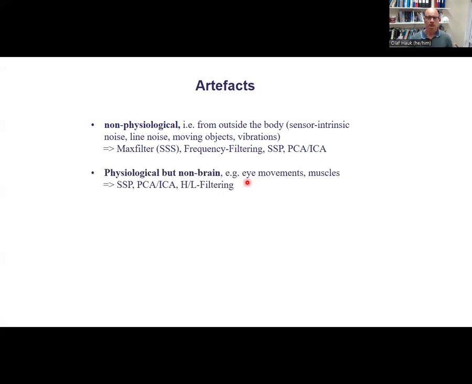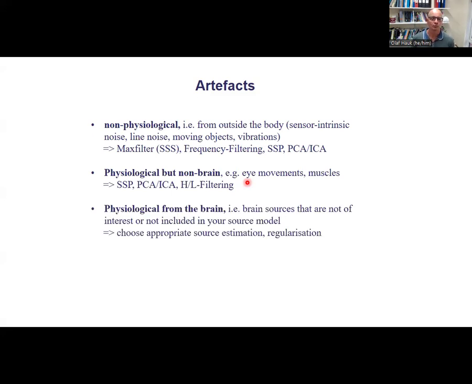Then there are physiological artifacts that are still not from the brain. I mean, this could be eye movements or eye blinks and muscle activity. And usually we deal with them using spatial filtering methods, potentially also high pass and low pass filters. If you think that muscle artifacts are mostly high frequency, low pass filters might work. It's a bit of a dangerous strategy sometimes because they might be mostly high frequency, but not just high frequency. So you might still keep some artifacts. Anyway, just something to keep in mind.